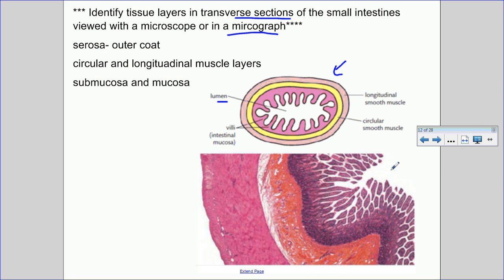So in a micrograph, what would that look like? So if we have a look at our picture here, the white space next to the purple is going to be the lumen, and then the purple area here is going to be the villi, and then just below that purple area where we get to this reddish pink area, this is going to be our circular smooth muscle layer, and then this lighter purple area is going to be the longitudinal smooth muscle layer.